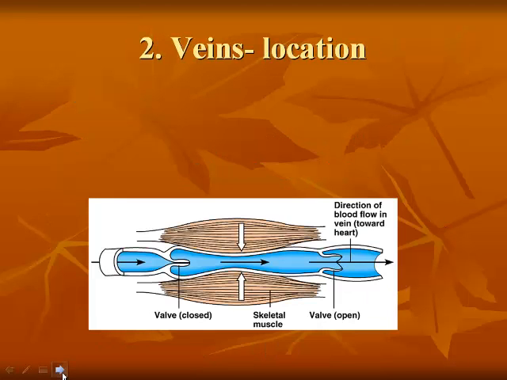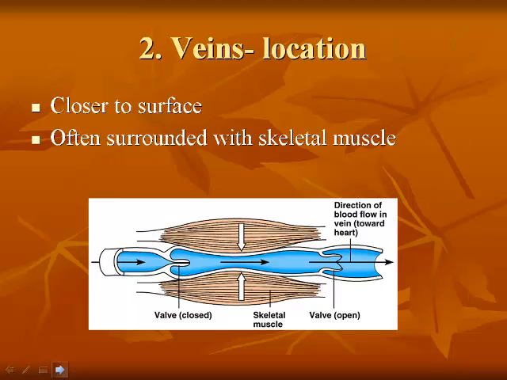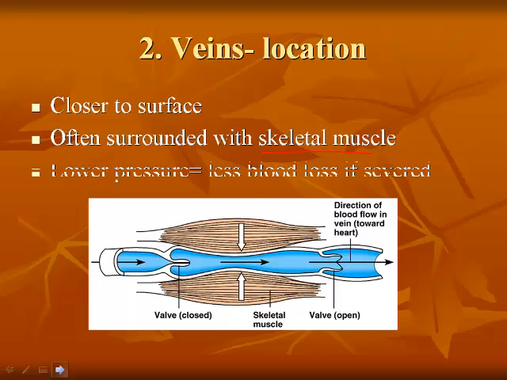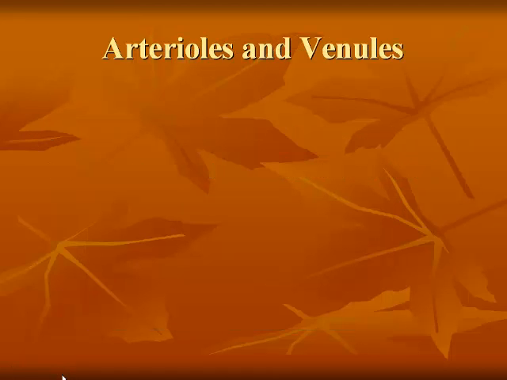Okay, so let's look at their location. These are closer to the surface and they're near skeletal muscle. The reason why is that skeletal muscle pushes on the vein when it contracts, and it pushes that blood through those valves. And lower pressure means less blood loss if severed, so it can be near the surface where injury may result.